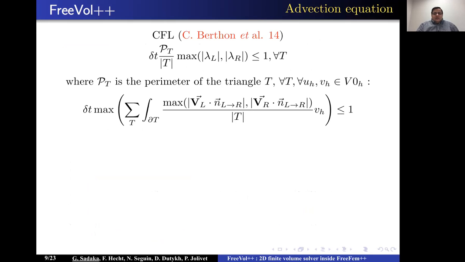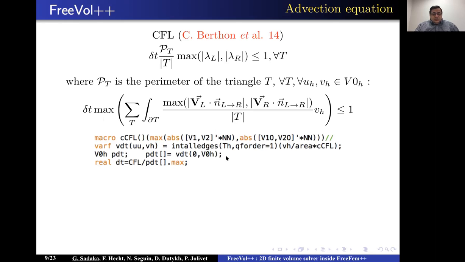For the CFL, with the work of Burton et al., we have the finite volume CFL condition for the delta T time step. So PT is the perimeter of the triangle, T is the area, and so we can do it like this with delta T max, sum of max VL over area inferior to 1. So it can be written in FreeFEM like this.